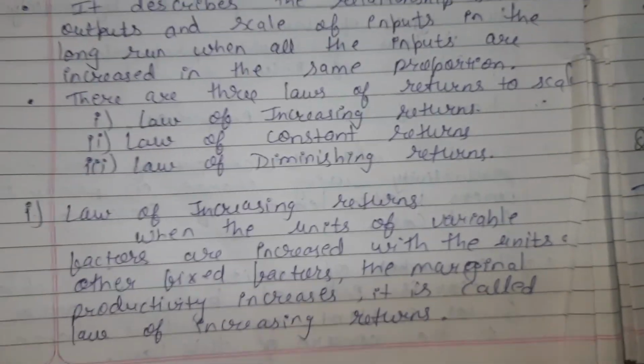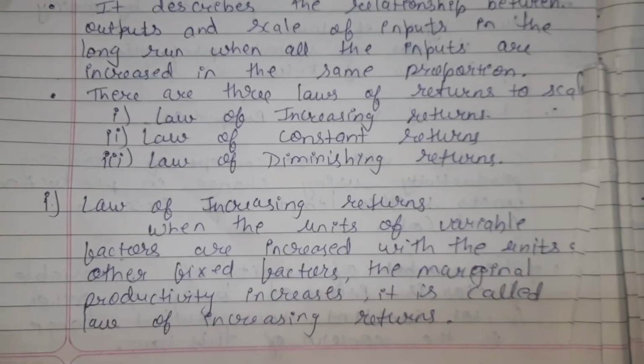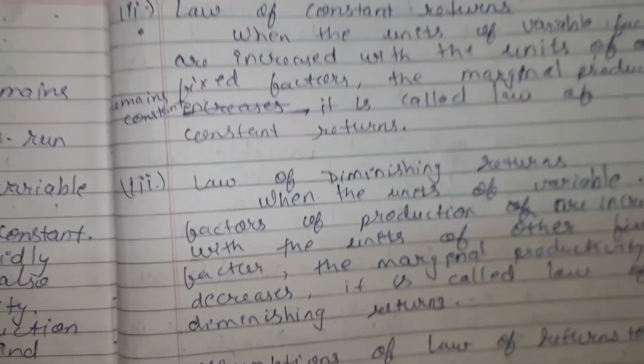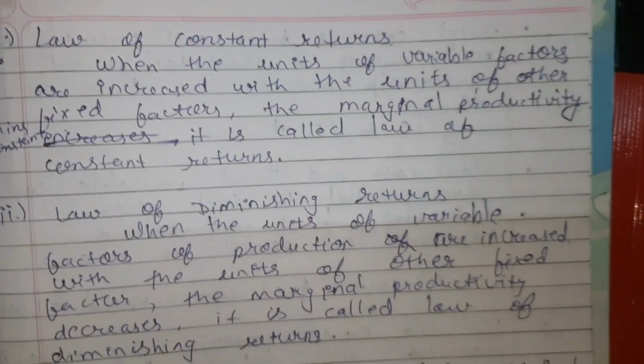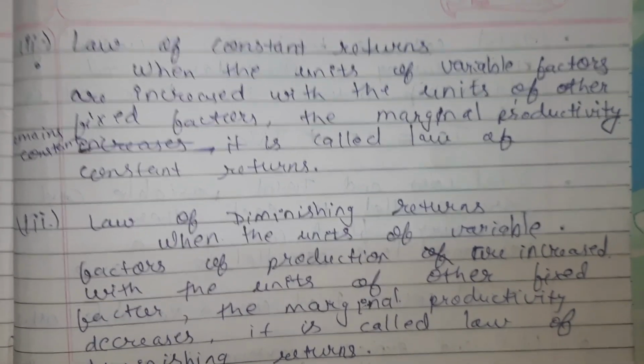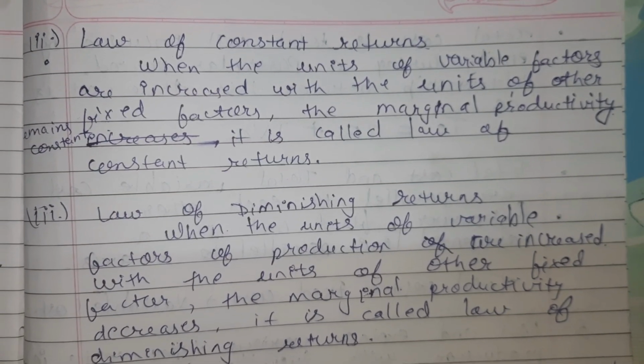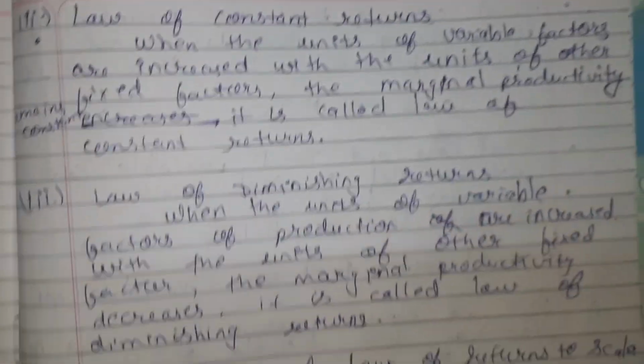units of other factors, the marginal productivity increases. It is called the law of increasing returns. Next is the law of constant returns. When the units of variable factors are increased with the units of other fixed factors, the marginal productivity remains constant. It is called the law of constant returns.